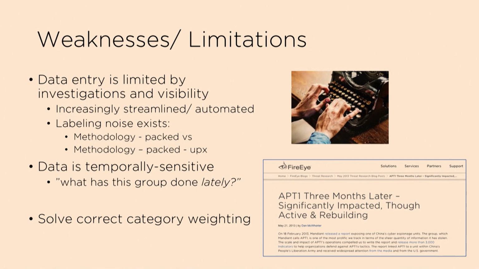And then the data is temporally sensitive, and that's key. Attackers change over time, and so what APT3 is doing now is different than what they were doing a year ago, 2 years ago, 8 years ago. And so what they've done lately is probably more important than what they've done 5 years ago. We're working on some stuff to try and represent that, but this analysis just works off of the flat information at any given time.